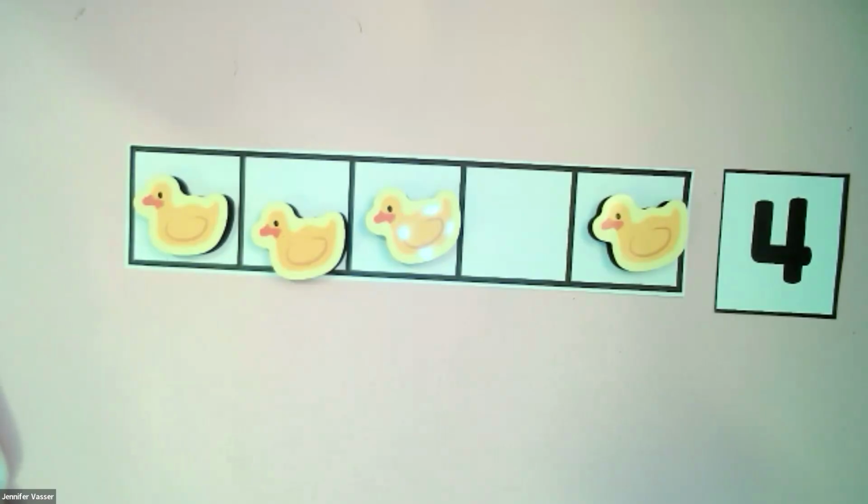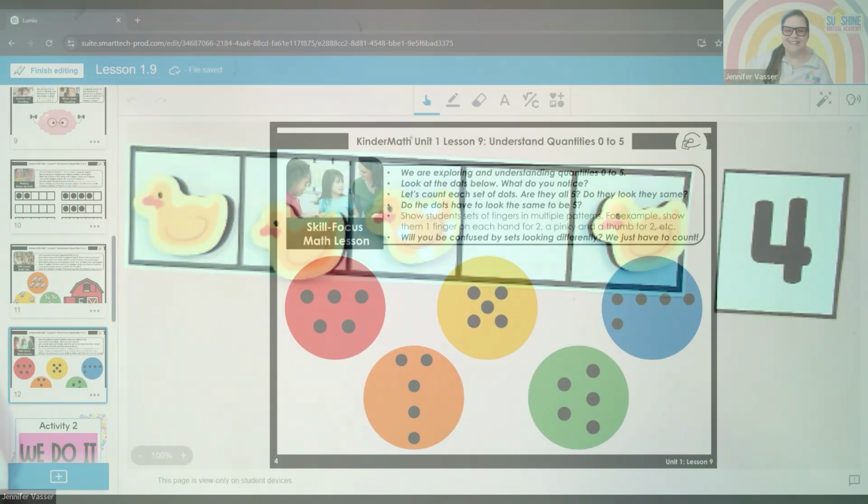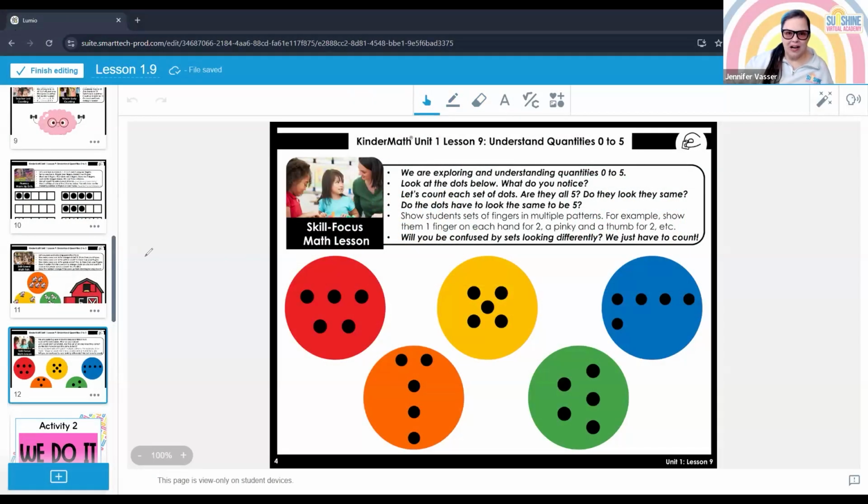So let's take a look at this screen. Friends, let's look at these colored circles and let's see if the quantities are the same. Count the dots on the red circle. I'm going to count and mark the dots. 1, 2, 3, 4, 5. Hmm, friends, what about the dots on the yellow circle? They're in a different arrangement, but do you still see 5 dots?